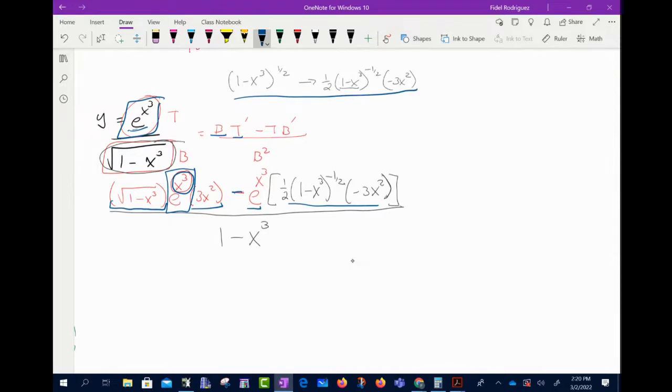We said, look, think of the square root of 1 minus x to the third as 1 minus x to the third to the power 1 half. What happens? That exponent comes downstairs. We leave this inside alone, and we subtract 1 from that. So that's how we got the negative 1 half. And then take the derivative inside, negative 3x squared. Over the bottom function being squared, well, when we square the square root, it just goes away. And then we're left with that part there.